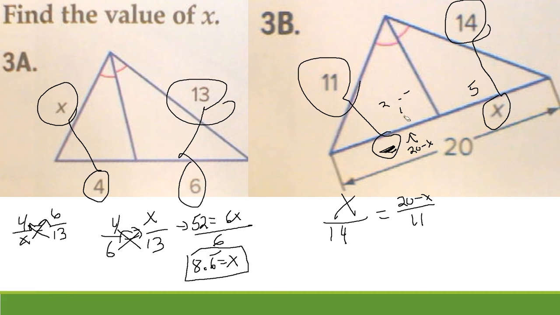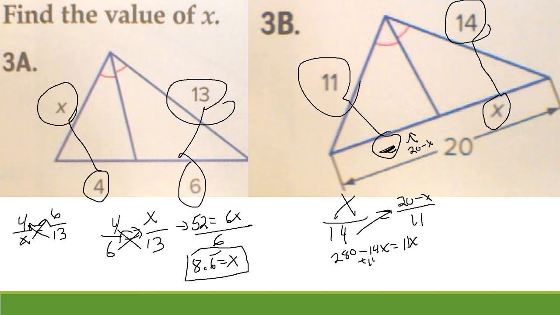Now I can cross multiply. Remember, when you cross multiply with a two-term thing like 20 minus x, you multiply it to both terms. So 14 times 20 and times x. So 14 times 20 is 280. Times x would be minus 14x. And then here we have 11x.